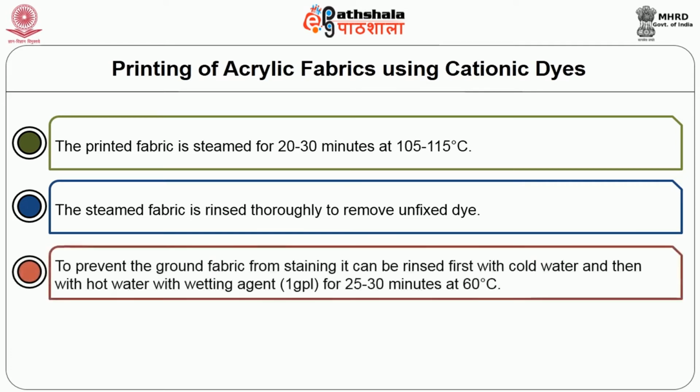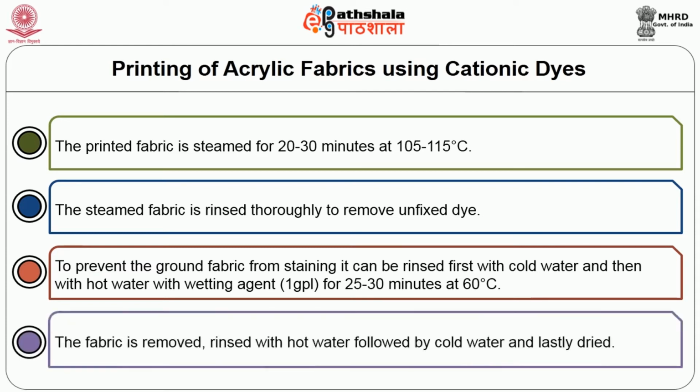To prevent the ground fabric from staining, it can be rinsed first with cold water and then with hot water with wetting agent for 25 to 30 minutes at 60 degrees centigrade. The fabric is removed, rinsed with hot water, followed by cold water and lastly dried.